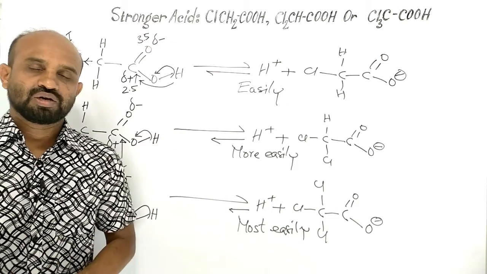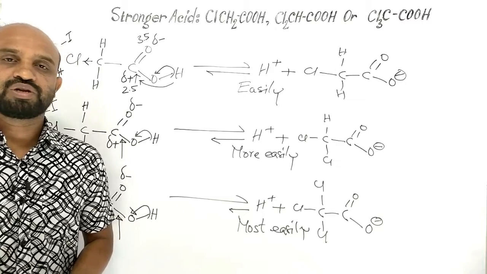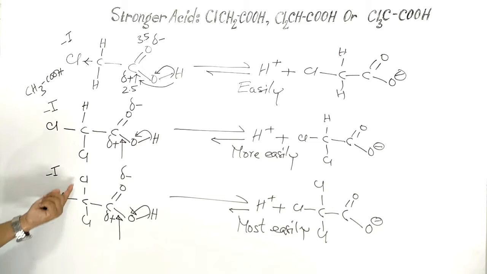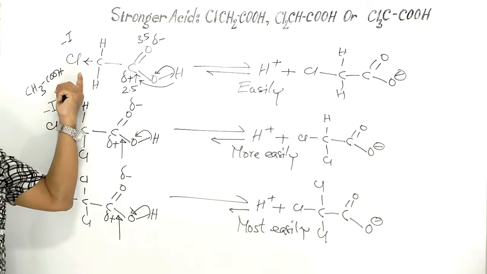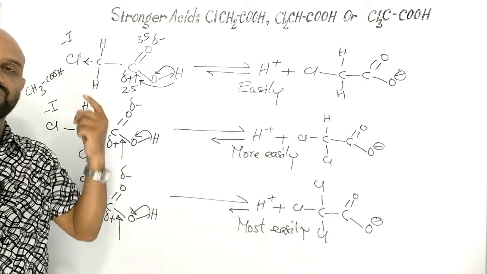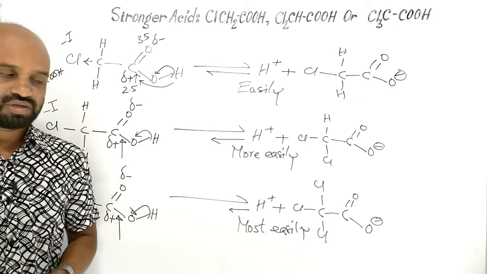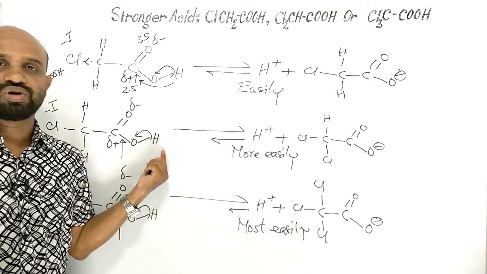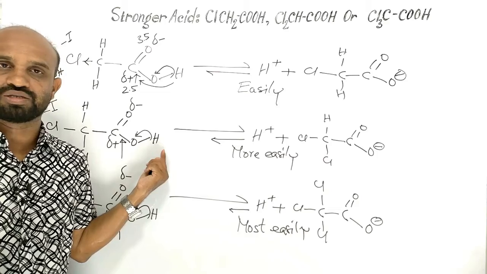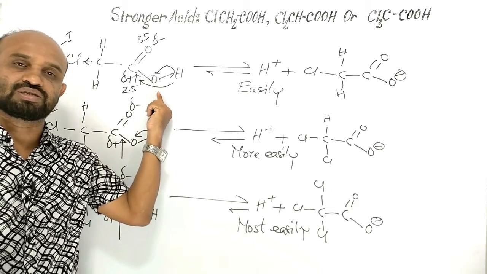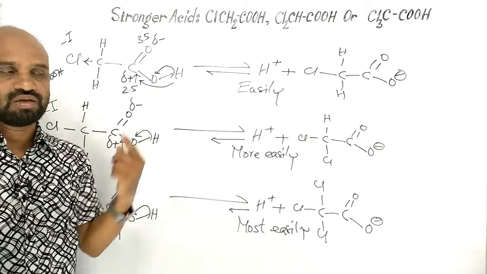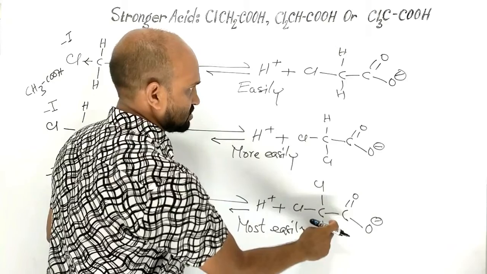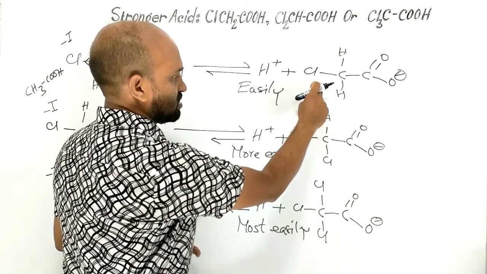So the reason is the presence of negative inductive effect atoms. Here 3 atoms present, here 2 atoms present, and in the case of monochloroacetic acid only 1 atom present. That is why trichloroacetic acid is the strongest acid, dichloroacetic acid is a moderately strong acid, and monochloroacetic acid is simply a stronger acid. Again, if we see the stability of these acetate ions, this is the monochloroacetate ion.